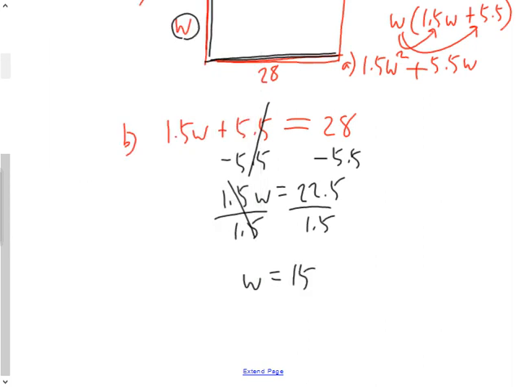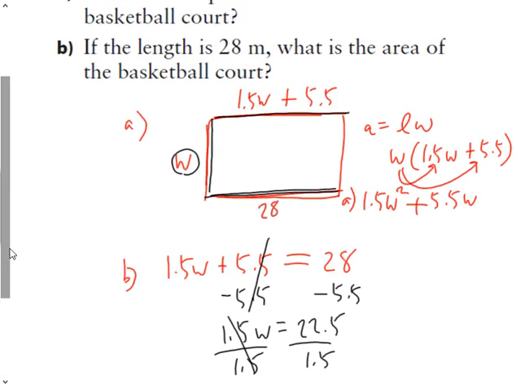But wait, I'm not done. I've solved for W, which means I now know that the width is not W anymore. It's 15. And the area of the basketball court will be length times width, or 28 times 15, which is 280 and 140, which is 420, or 420 meters squared. So your answer for B is 420 meters squared.